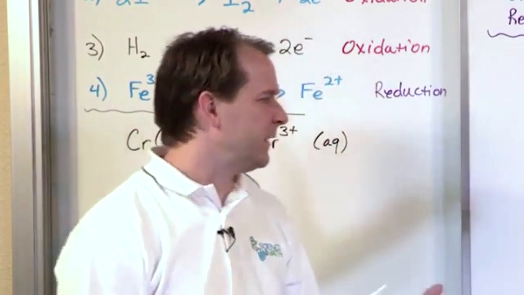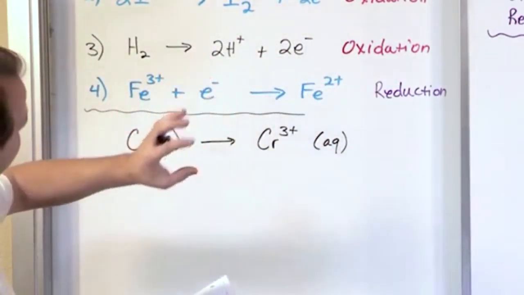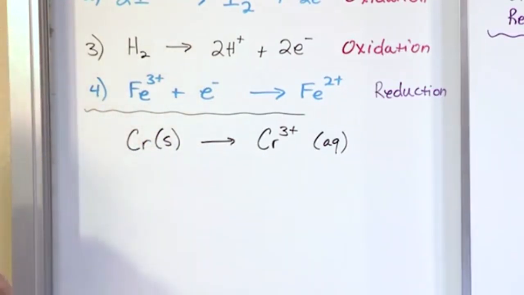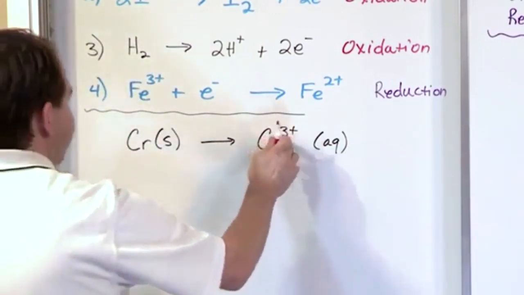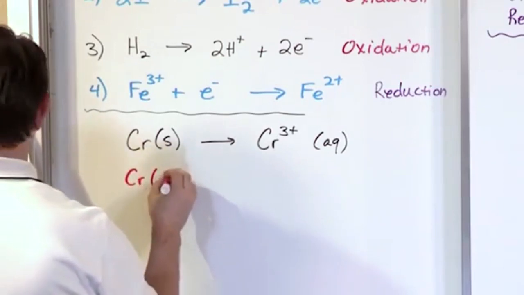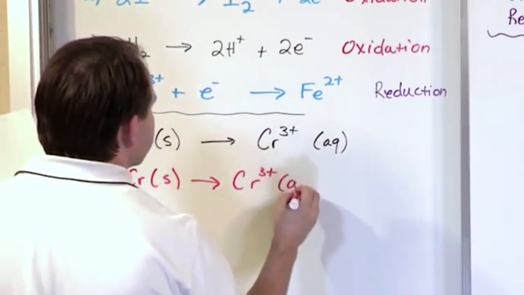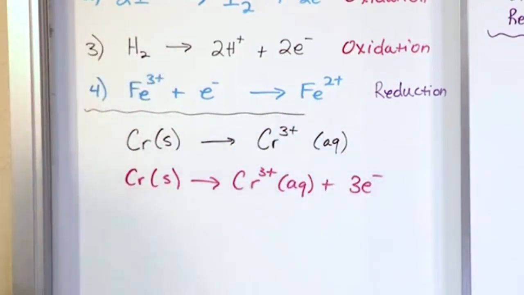Something has to happen there in order for the new ion to have a charge. What needs to happen? Well, this chromium needs to lose some electrons. So if it loses those electrons, then it's going to have a net positive charge. How many electrons does it need to lose? Well, it's pretty clear because this is a +3 charge. What needs to happen is chromium really is going to end up being Cr3+ plus 3 electrons. This is a balanced half reaction.